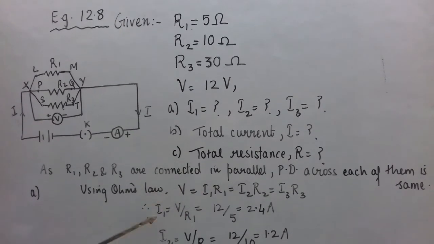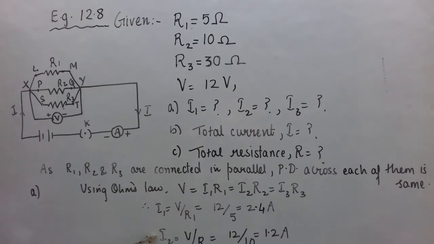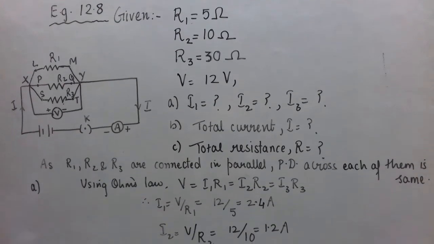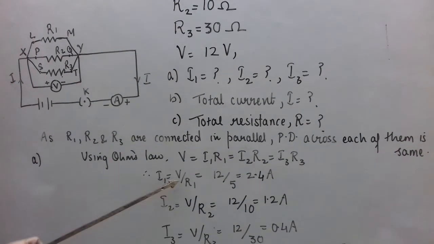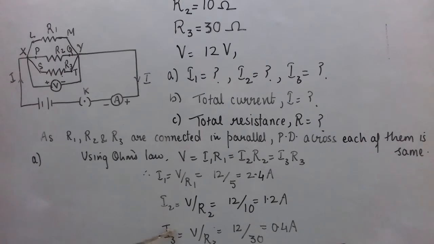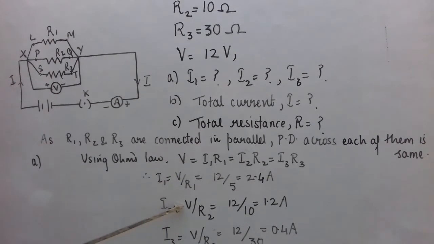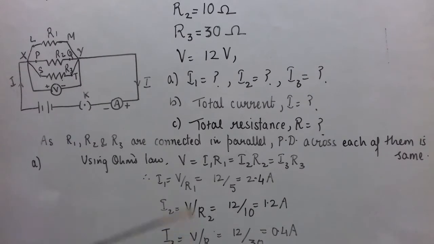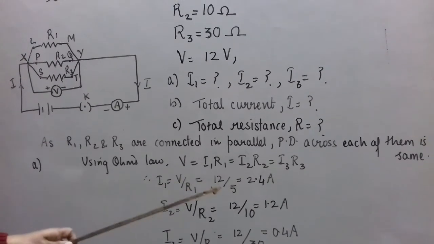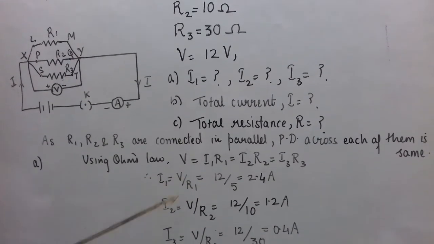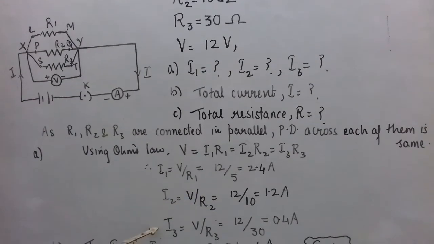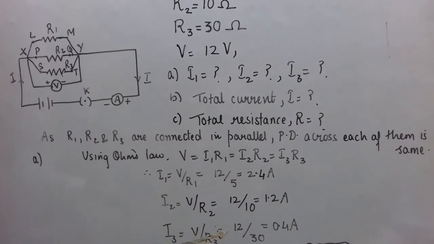So using this you can find I1. I1 is V by R1. So put the values and find the answer. I2 is V by R2 and I3 is V by R3. V is constant for each resistor because they are connected in parallel. So just putting the values of V and R1, R2, R3, we get I1 as 2.4 ampere, I2 as 1.2 ampere, I3 as 0.4 ampere.